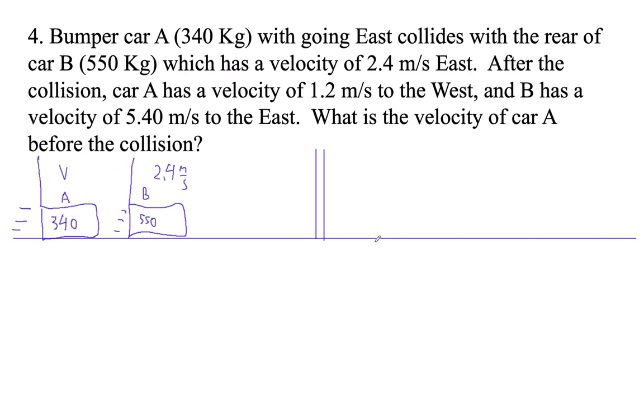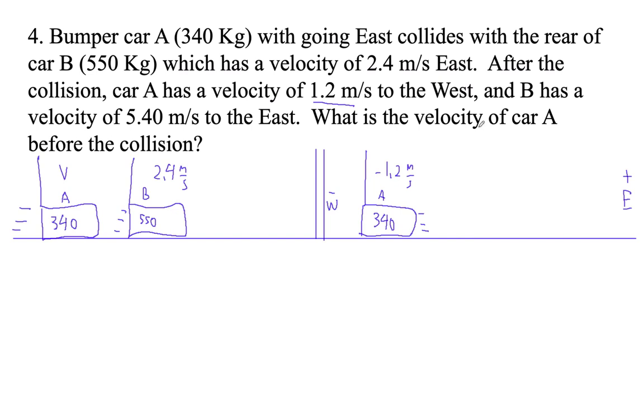Okay. So after the collision, car A is going to the west, so it's going backwards. I'm trying to draw bumper cars here. I really should have taken an art class. Okay, so A is still probably 340, right? And notice it's going to the west, so it's going to have a velocity of negative 1.2. So this is east or positive. Is that right? Yeah. And west is negative. We live on the negative east coast.